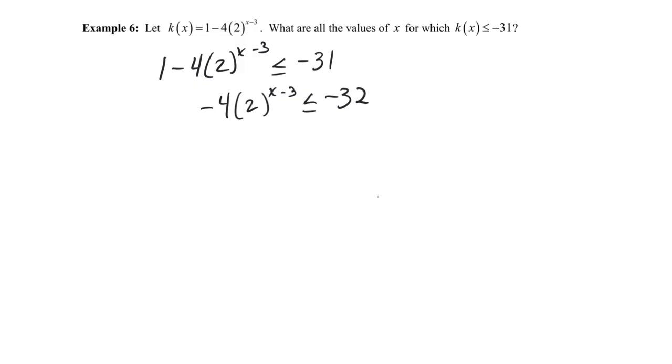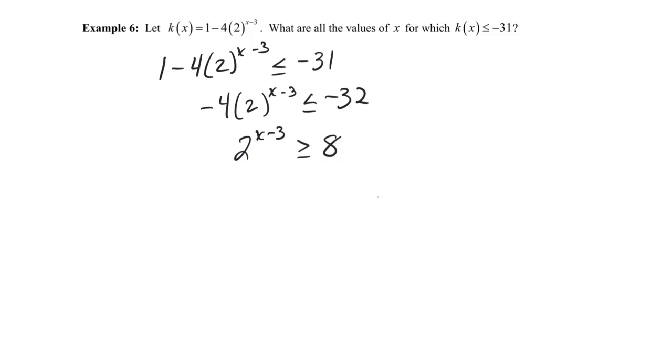And then I'm going to divide by -4. Now remember, we got to go all the way back to Algebra 1. And when you divide both sides of an inequality by a negative, what happens to that symbol? We got to flip it, right? So we're going to have 2 to the x minus 3 on this side. And this worked out pretty nice. That's a nice little 8 right there.